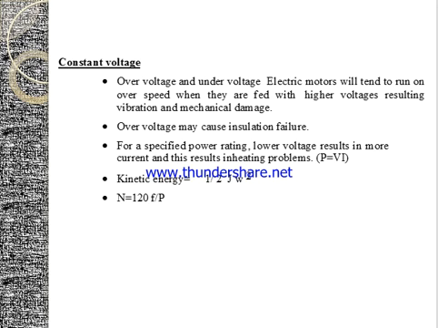Next, regarding constant voltage, obviously over voltage and under voltage are serious problems for electrical appliance operation. Electric motors will tend to run at over speed when they are fed with higher voltages, resulting in vibration and mechanical damage. Also, over voltage will cause insulation failure. For a specific power rating, lower voltage results in more current, and this will create I-square R losses to a greater extent. And the kinetic energy, given by half J omega square, and N equal to 120 F by P, are directly connected to the voltage levels.